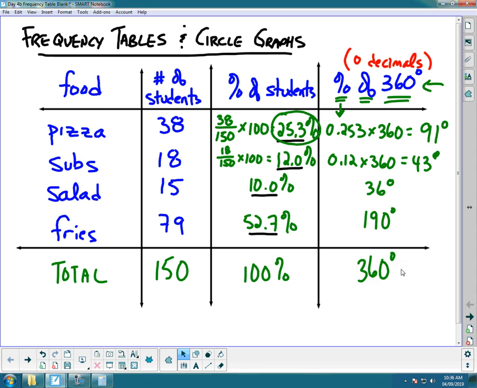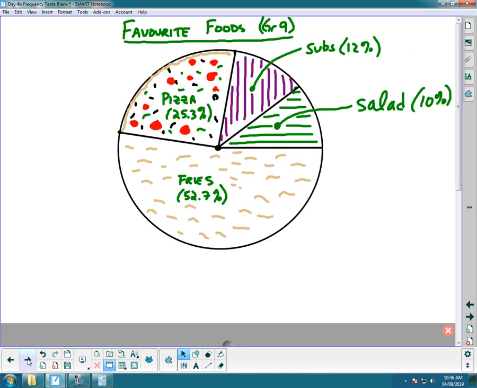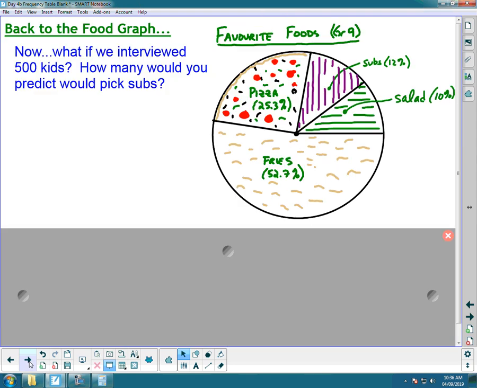So in our last video, we looked at completing this frequency table and circle graph, and we constructed this circle graph. I'm going to do a little bit more with this graph. We know that in the survey that we did, we had 150 students who responded. What if we went ahead and interviewed 500 kids? Assuming that's the same kind of kids that were first interviewed, maybe grade 9s or kids in the school, could you make some predictions of how many kids out of 500 would pick various things?